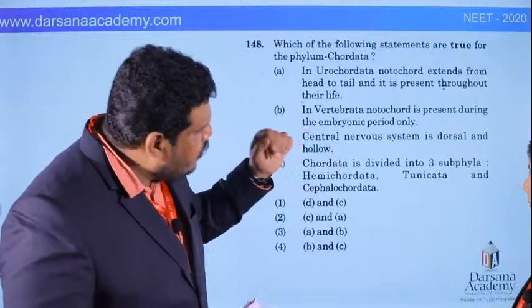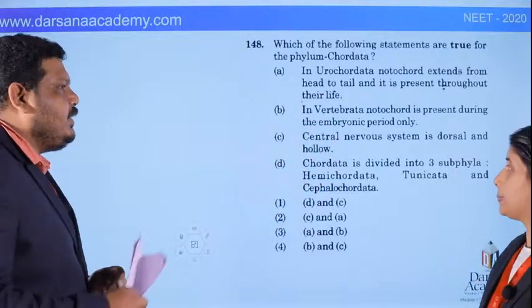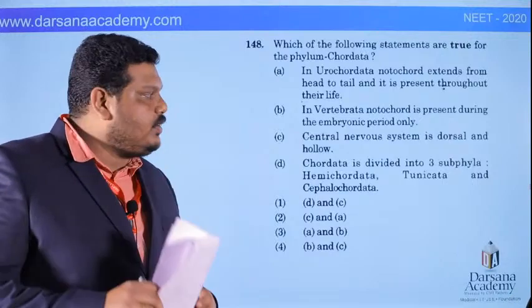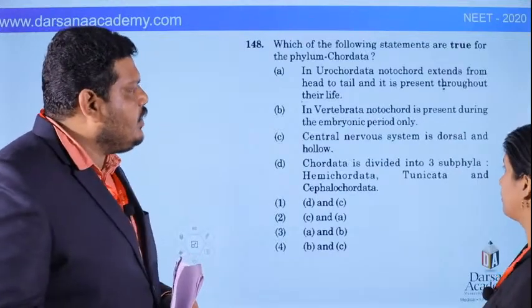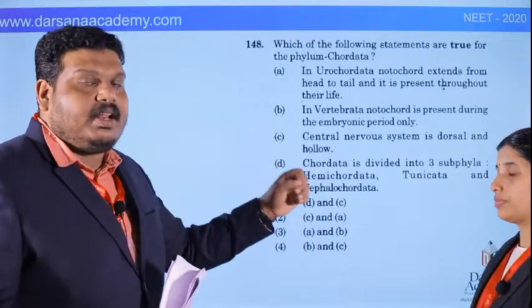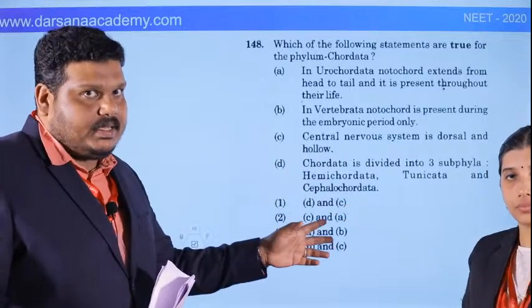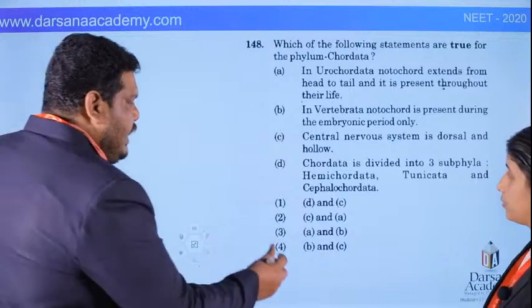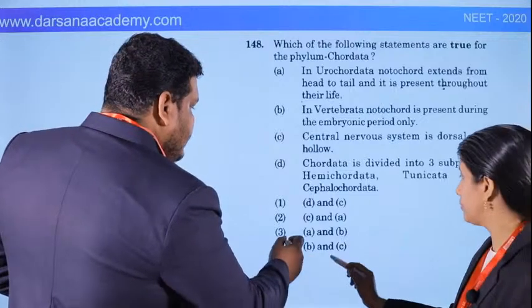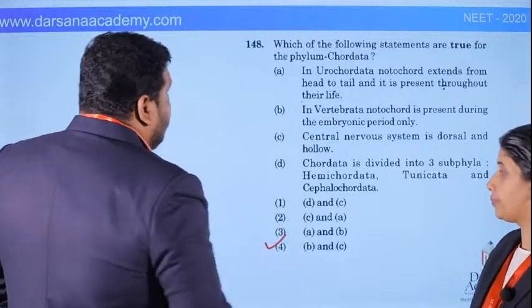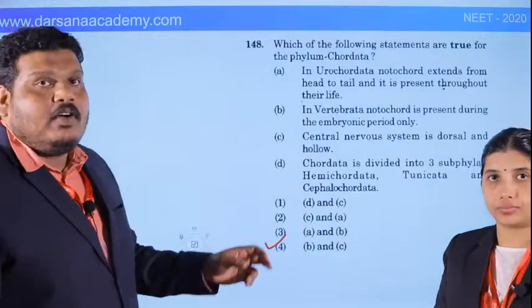In Vertebrata, notochord is present during the embryonic period only. That is the right statement. Central nervous system is dorsal and hollow. That is also the right statement. Chordata is divided into 3 subphyla: hemichordata, tunicata, and cephalochordata. No, hemichordata is now known as non-chordata. So statements B and C are the right ones. So option number 4 is the answer. B and C. Okay, so the answer for question 148 is 4.